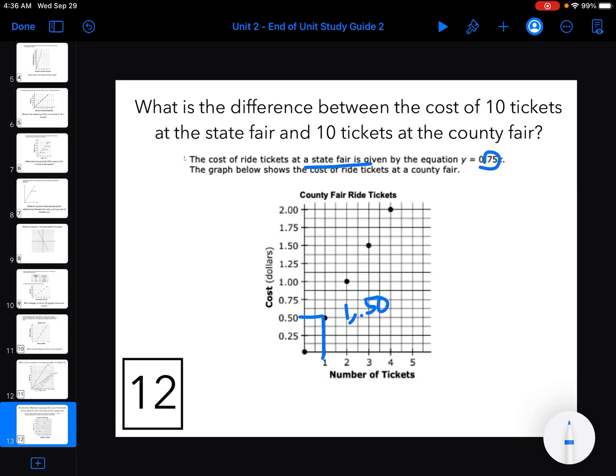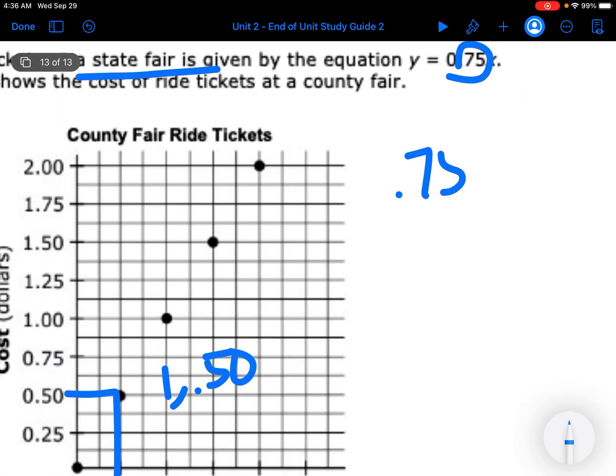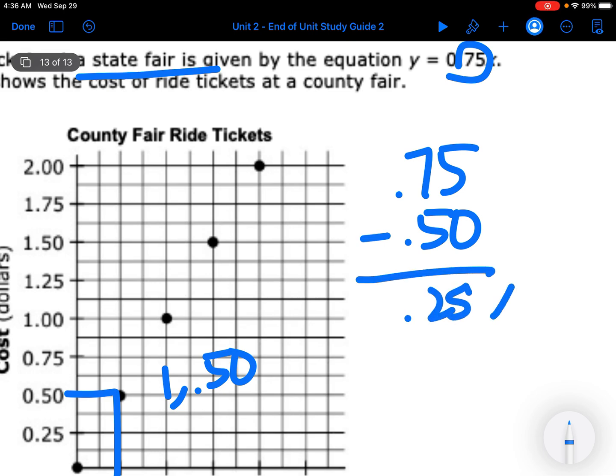So they want to know what is the difference between the cost of 10 tickets at the state fair and 10 tickets at the county fair. Well, I know I have 75 cents minus 50 cents. So that's 25 cents times 10 tickets. It's going to give me $2.50.